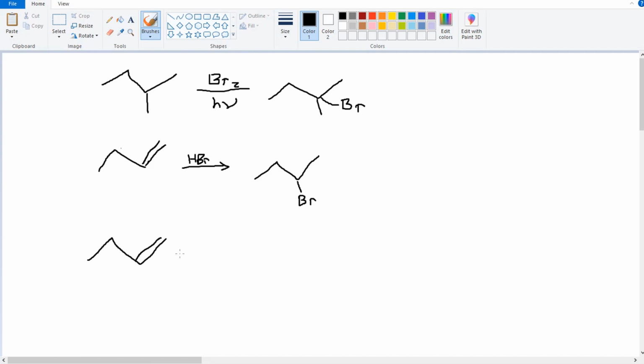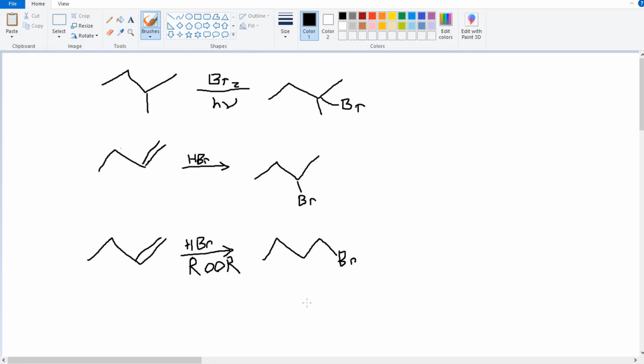I could also get something like this. I could have the same compound react with HBr, but then use peroxide, which is ROOR. And if I have peroxides like that, that's going to give me the bromine in the less highly substituted carbon. But notice that in these other reactions with an alkene, the alkene goes away, right?